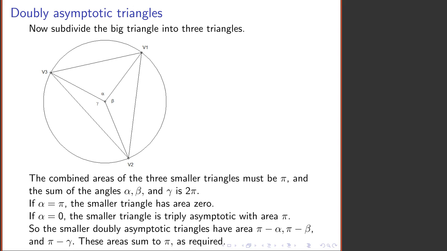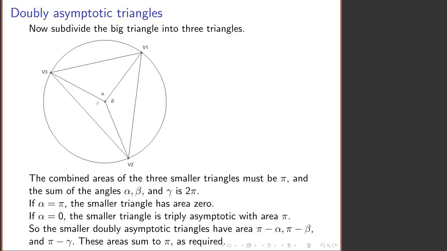If you think about what happens as alpha approaches pi, these two sides get closer and closer together till eventually they agree with this side and the area drops to 0. So if alpha is pi, one of these triangles has area 0. If, on the other hand, I make the angle alpha approach 0, this triangle turns into the full triply asymptotic triangle, and its area is pi.